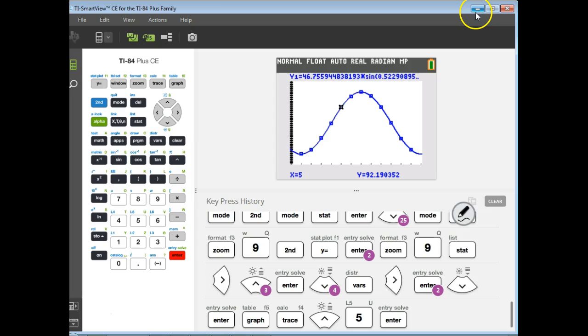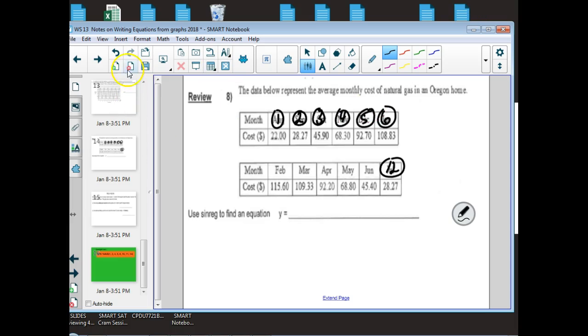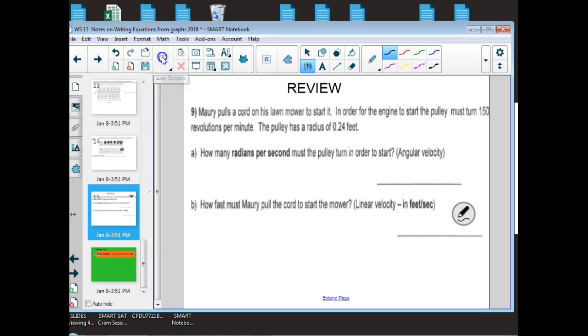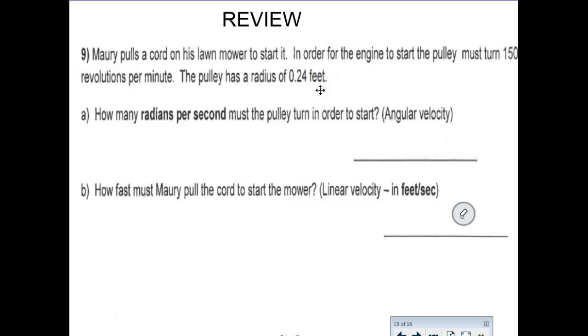All right. The next questions that are on the review section here. Oh, these are good ones, because this does show up on your next test, remember. The angular and linear velocity stuff is going to show up again.